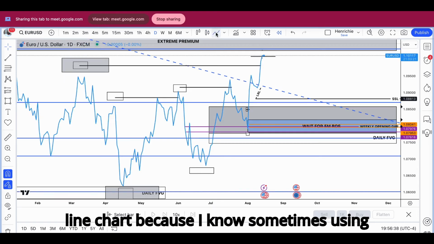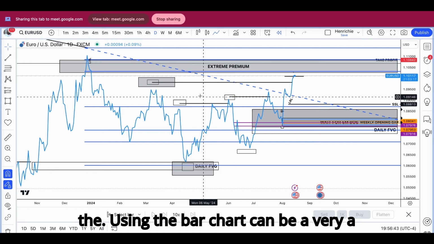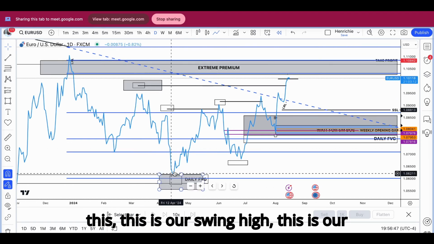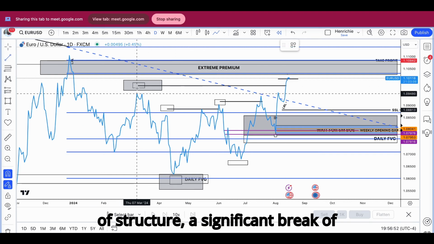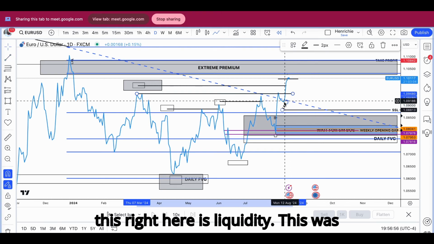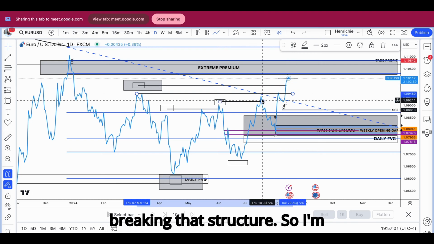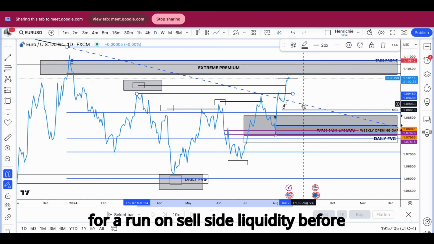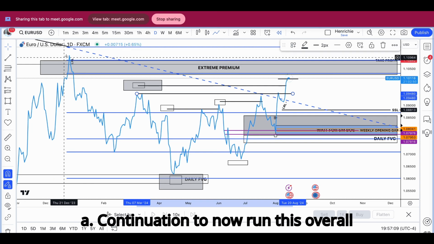So let's look at this on the line chart, because I know sometimes using the bar chart can be a bit confusing. But if we're looking at this, this is our swing high, this is our swing low, and this right here was a break of structure, a significant break of structure right there. And this right here is liquidity. This was the last down close candle before breaking that structure. So I'm anticipating for a potential retest for a run on sell side liquidity before a continuation to now run this overall buy side liquidity.